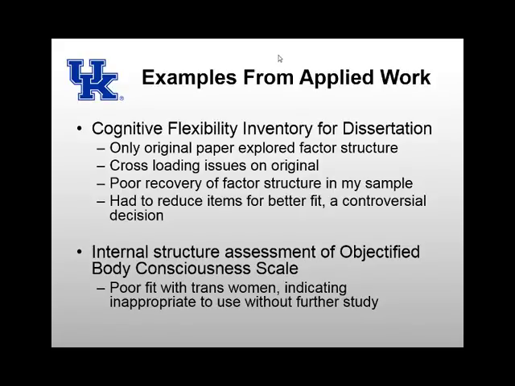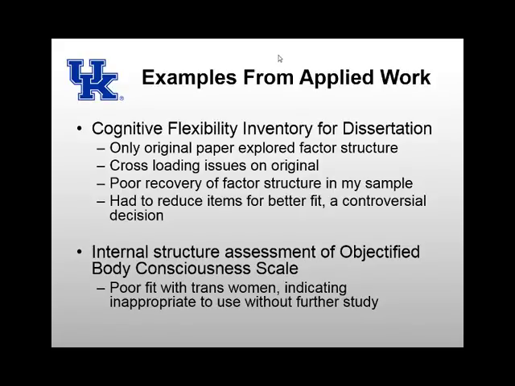And I found, gosh, there's only one paper, the original paper, that's actually looked at how well this is measuring this idea, cognitive flexibility. And when I looked at that paper, I found that there were cross-loadings. So these items weren't loading cleanly on both of the factors they were suggesting. And so when I went to do my own study work, I found that there was a really poor recovery of the factor structure that had been described in this initial study, which created some challenges for me that I had to work through. And I had to do something like reduce the amount of items to get a better fit, which is a controversial thing to be doing. And not something I would have wanted to be doing if I could have avoided it to begin with.